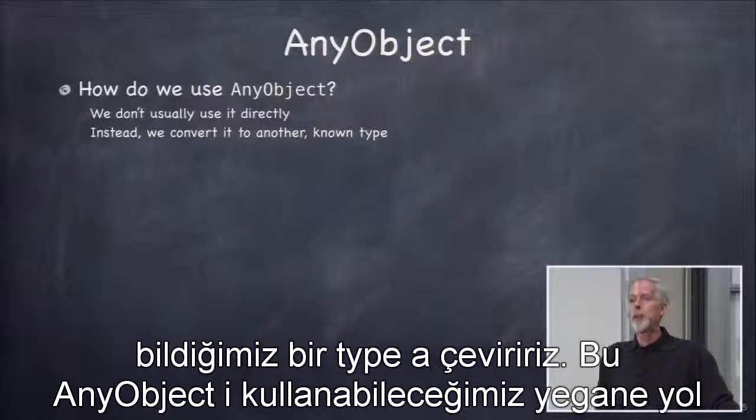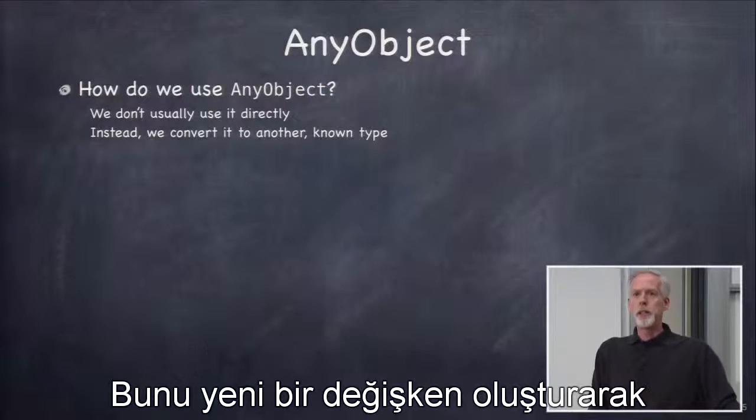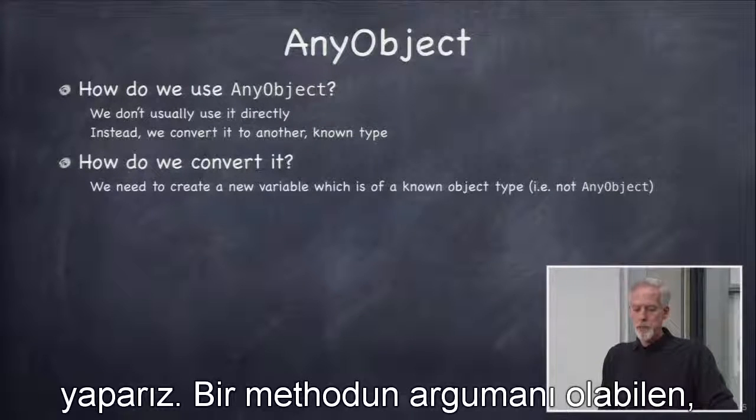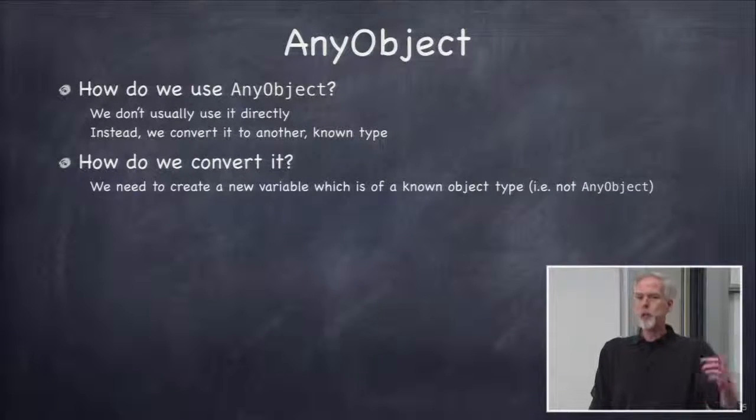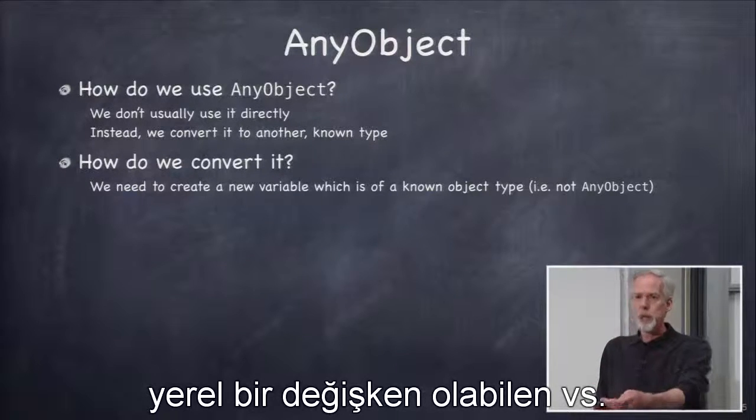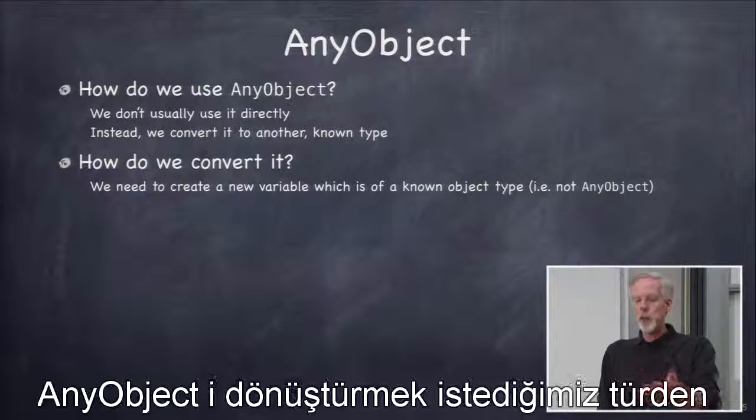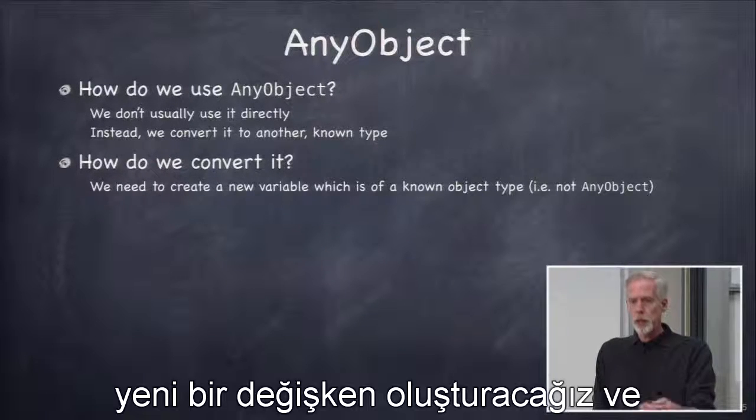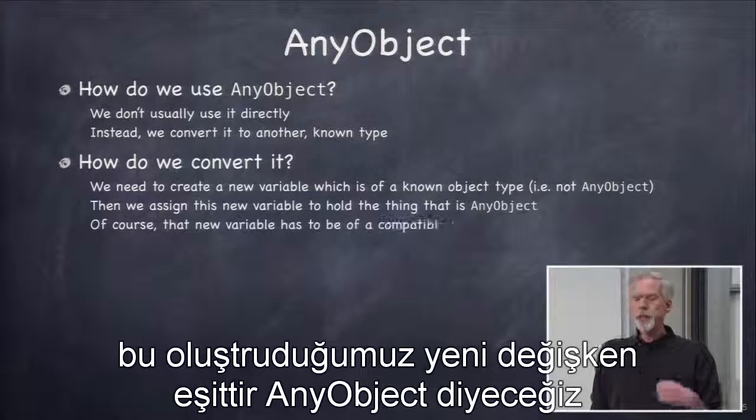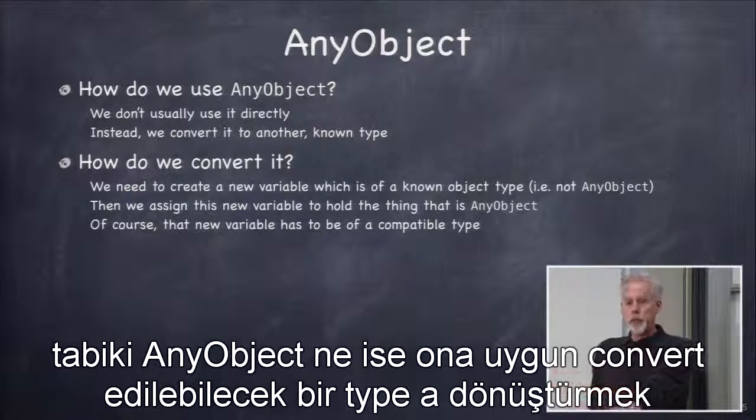And so to use it, we convert it to a type we do know. That's the only way we're really going to use any object: to convert it to some class that we do know. We do that by creating a new variable. So we've got some AnyObject, an argument to a method or a local variable, and we want to convert it. So we create a new variable of the type we want to convert it to, and assign it to be equal to that AnyObject thing, converted.